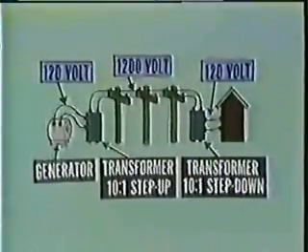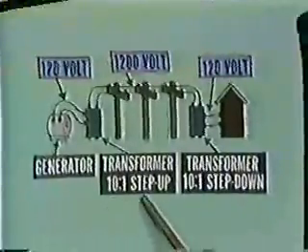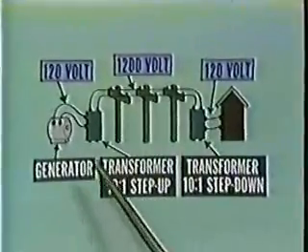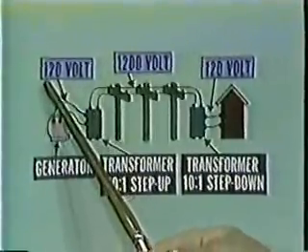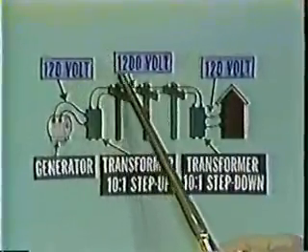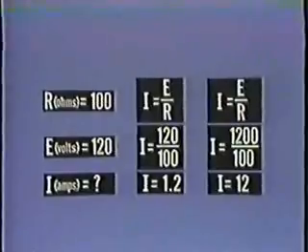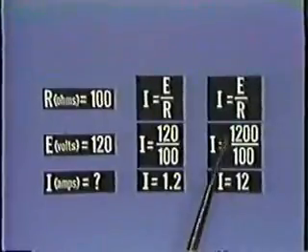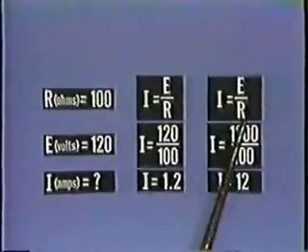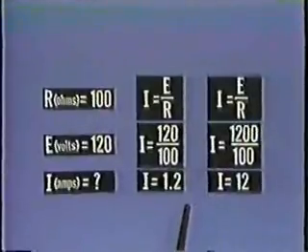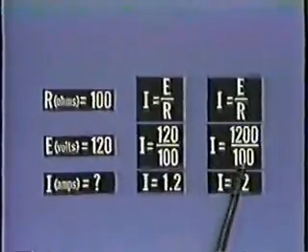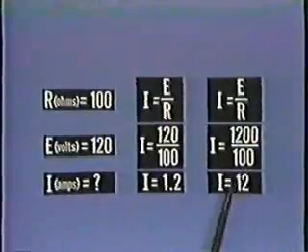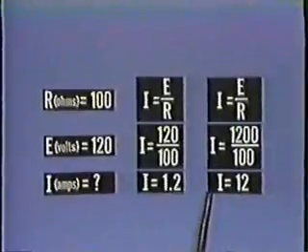Here, we simply put a 10-to-1 step-up transformer in the system right after the generator and boost the voltage up from 120 to 1200. Now our equation is the same. I equals E over R. Amperage equals 1200 divided by 100 equals 12 amps.